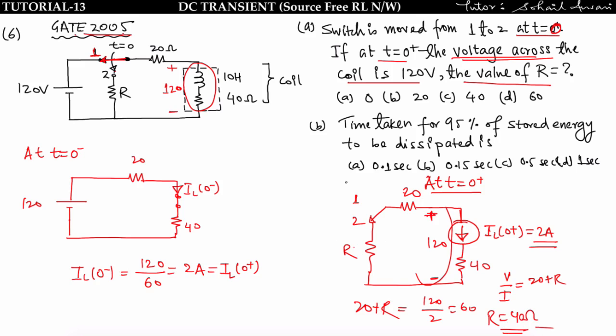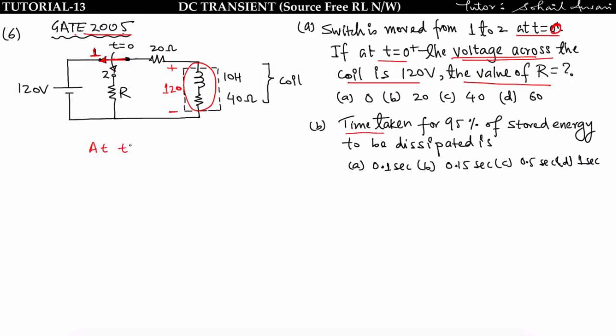Now see the second question. What will be the time taken for 95% of stored energy to be dissipated? At t greater than 0, this network will be like this.